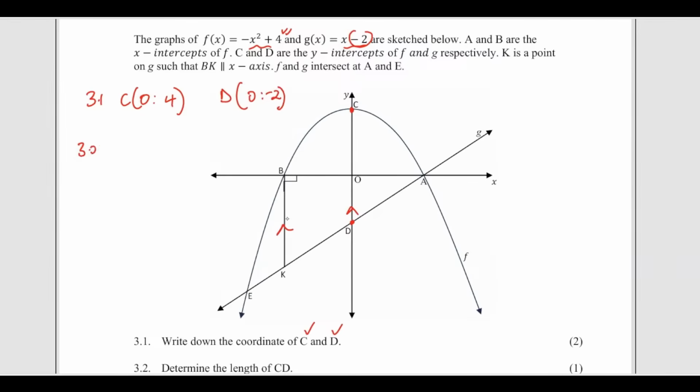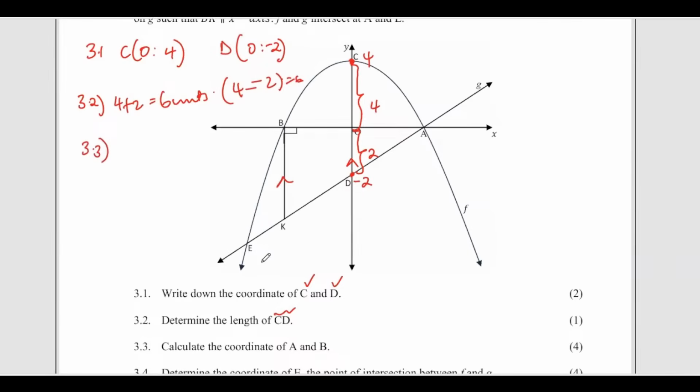All right, then 3.2, determine the length of CD. So if this is a negative 2, and then this is a 4, we have 4 units there, and then we have 2 units there, meaning that 4 plus 2 gives us 6 units. Alternatively, get a bigger value, which is 4, minus 2, which is 6 as well. All right, then 3.3.